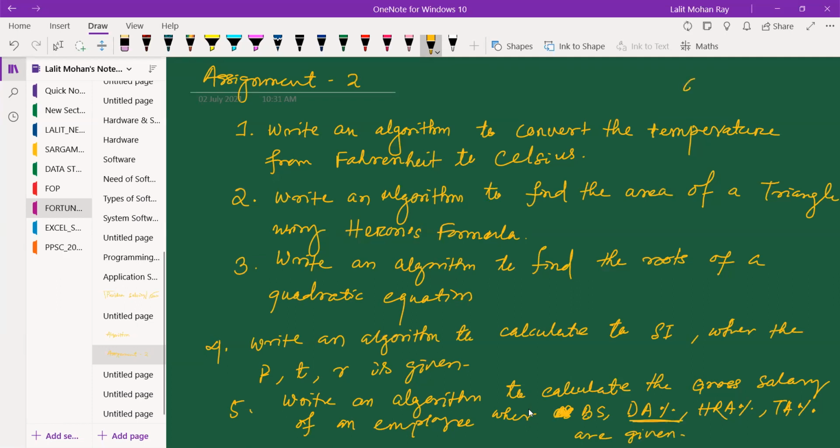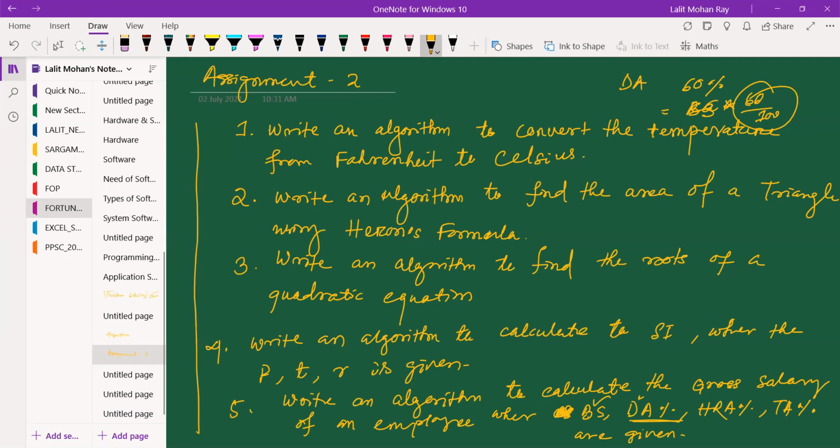Percentage is given means suppose DA is 60%, it is 60% of what? Your basic salary into 60 by 100. So HRA percentage, suppose 15% HRA, this is 15% of basic salary. So if you know basic salary, and the percentage is given for DA, HRA and TA, you can calculate the amount of DA, HRA and TA. So you do all these 5 questions.